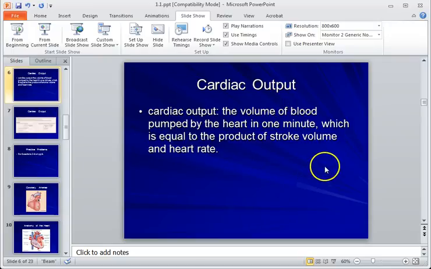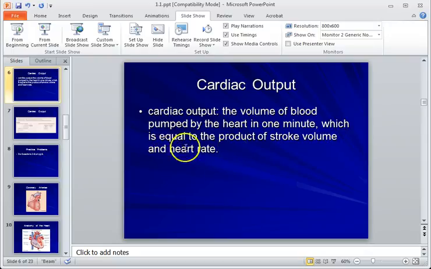One of the things we can measure when we get into our heart is the amount of blood that flows through our body. We call that the cardiac output. So how we calculate this is we take the volume of the blood pumped by the heart in 1 minute based on the stroke volume and the heart rate.